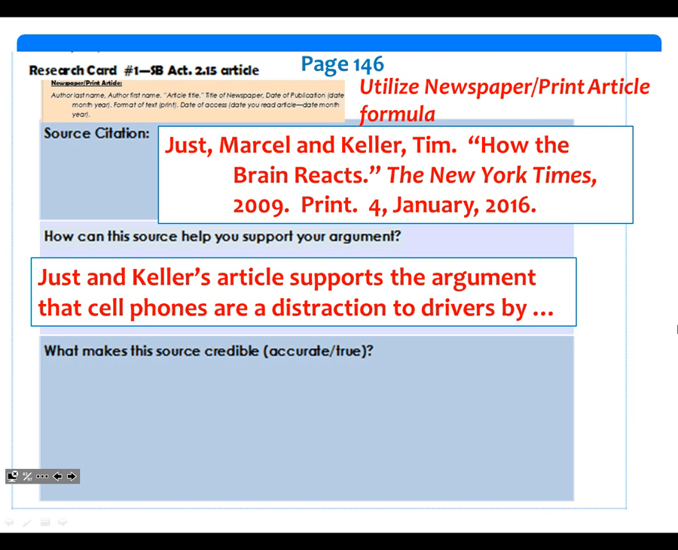Okay, now the second question requires a longer response. It says, what makes the source credible? Credible means accurate, truthful, reliable. It's not falsified. So this one, you're going to see 3 sentences pop up. Copy the whole thing down. And while you're copying it, I'm just going to be talking it through. Okay?